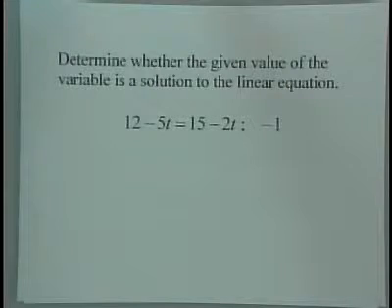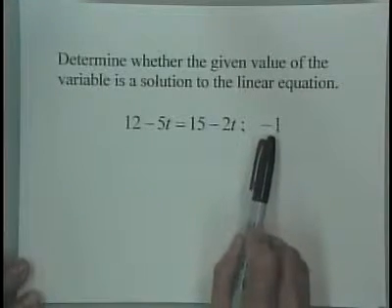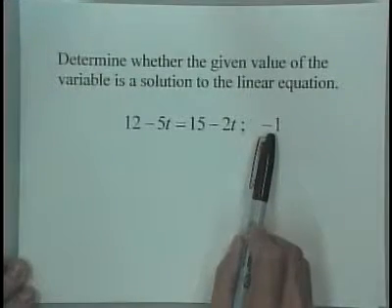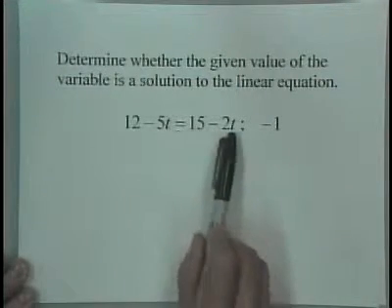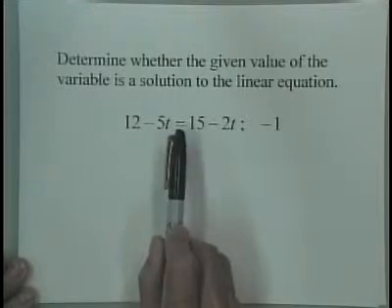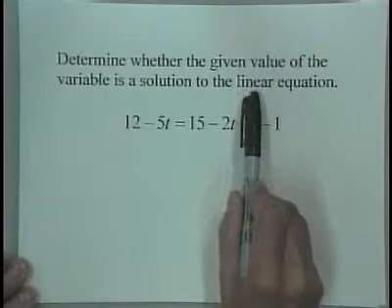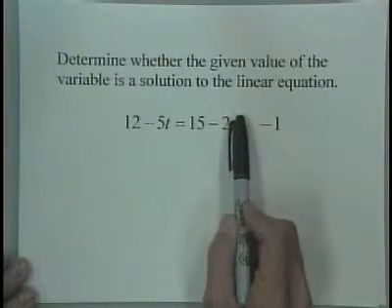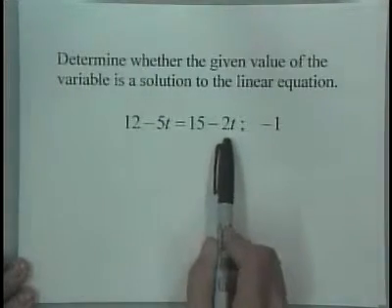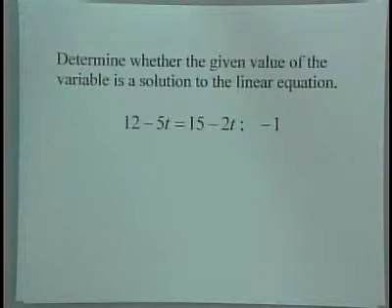What we want to do here is determine whether a given value of the variable is a solution to the linear equation. There's a lot of information here that I'd like to point out so that you understand some of the terms that we're using. The given value of the variable is this number, -1. Actually, the variable is t, which you see on both sides of this equation. This is what's called a linear equation. We see the variable t raised to the first power only in the equation.